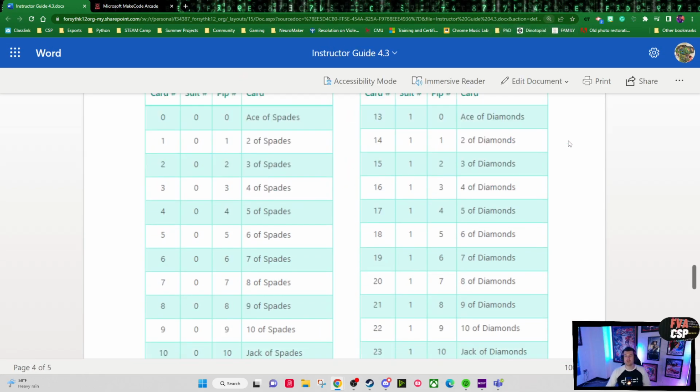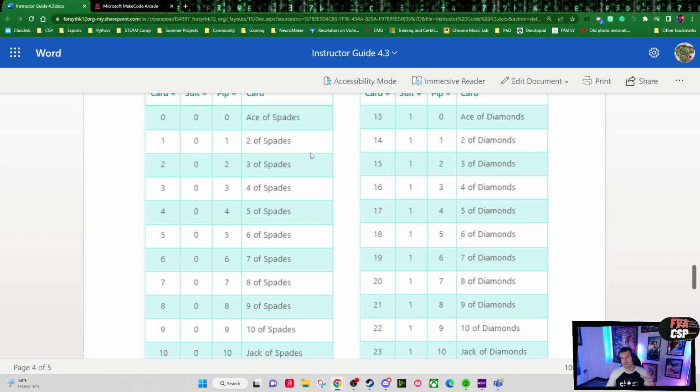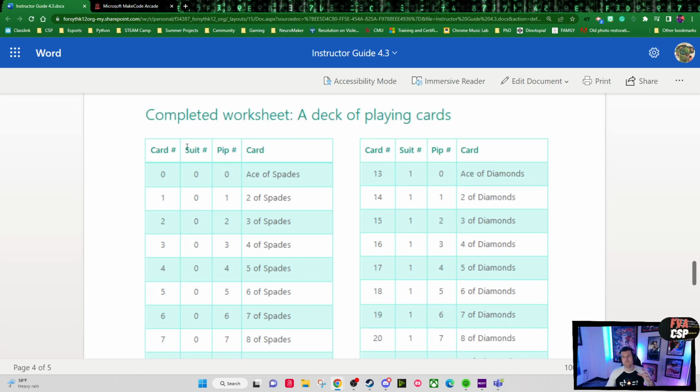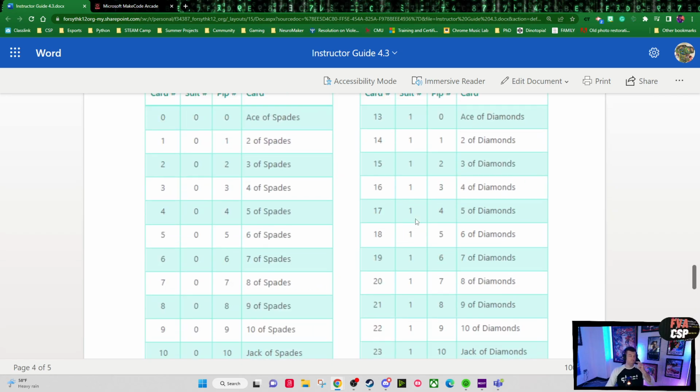And so some of the questions that I know you have are going to center around what is this pip thing? What does pip mean? And what is this suit number? Okay. So in a standard deck of cards, you have a suit of spades, you have a suit of diamonds, and then you have a suit of clubs and a suit of hearts.